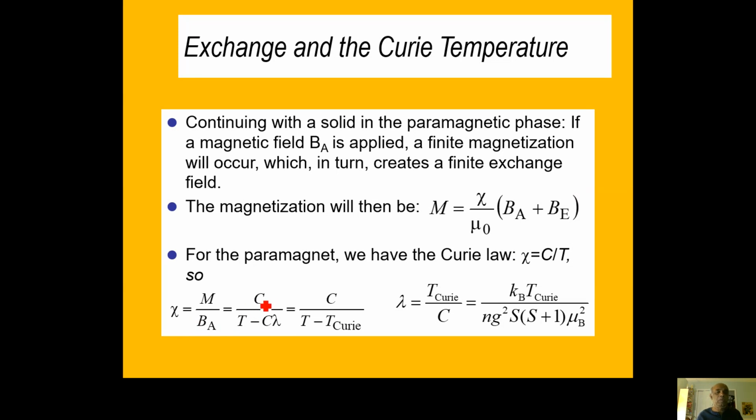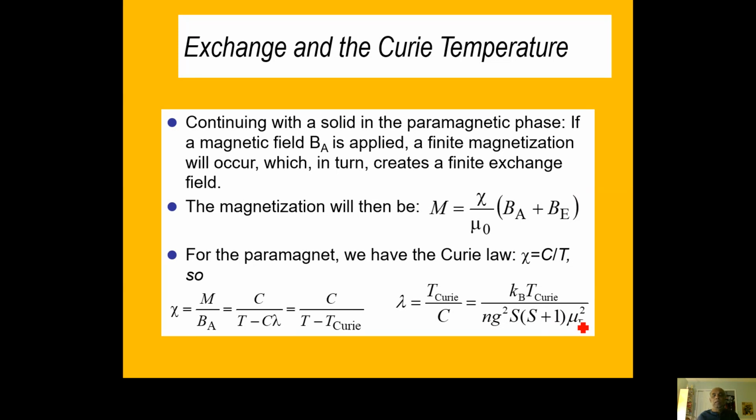So if you manipulate this one, you get this is C over T minus C lambda. So then I can write C lambda as T Curie. So then lambda is T Curie over C, but we know that C from the Curie law, that is given by this k_B over N g squared J plus 1 mu_B squared.